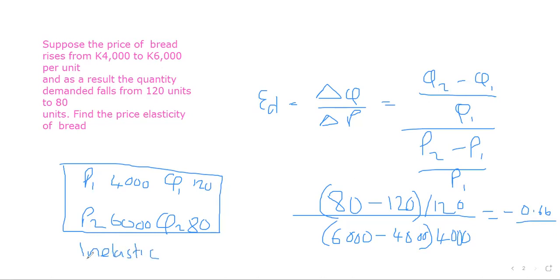It is inelastic, correct. Then what is the interpretation of this figure? This figure means that if price increases by 1%, the quantity demanded will decrease by 0.66%. That's all. If you're asked to interpret, you simply say a 1% increase in price will result in a 0.66% decrease in quantity demanded. That is why demand has an inverse relationship. Whilst one variable is going up, the other variable is going down. Are we together? Is that clear?